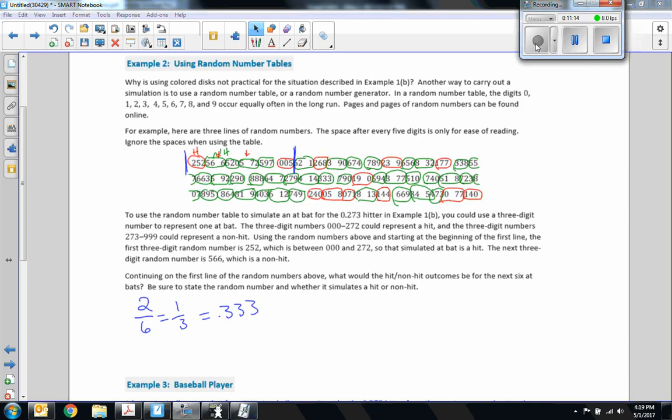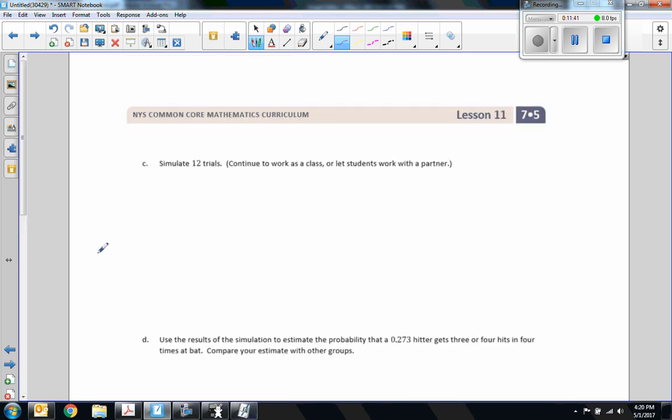Okay, so if we're going to continue as a class, as it said, then I'm going to choose 12 more. Let's start with here. Remember, red's hit. So if I do 1, 2, 3, 4, 5, 6, 7, 8, 9, 10, 11, 12. I only got 3 hits out of 12 in that 12-trial simulation. So 3 out of those 12, which equals 1 out of 4, or 0.250.